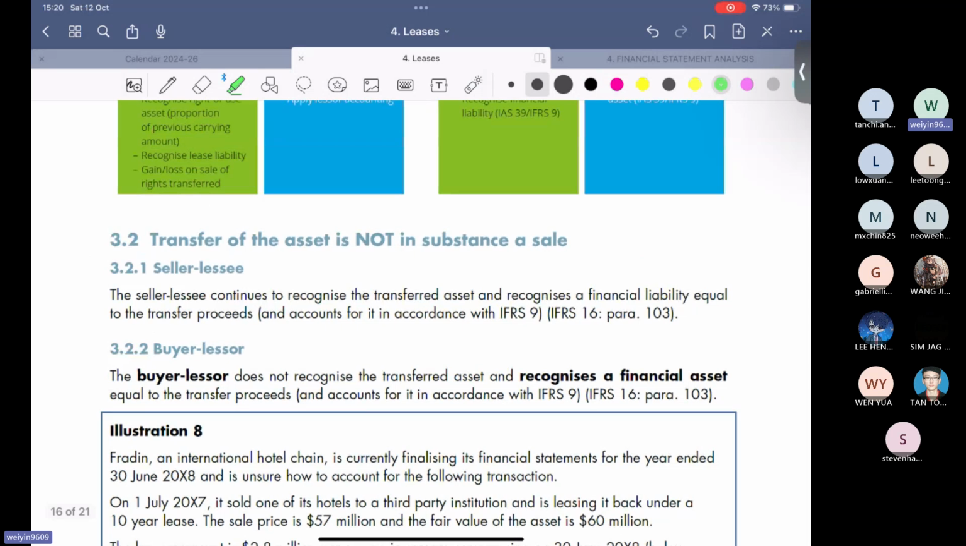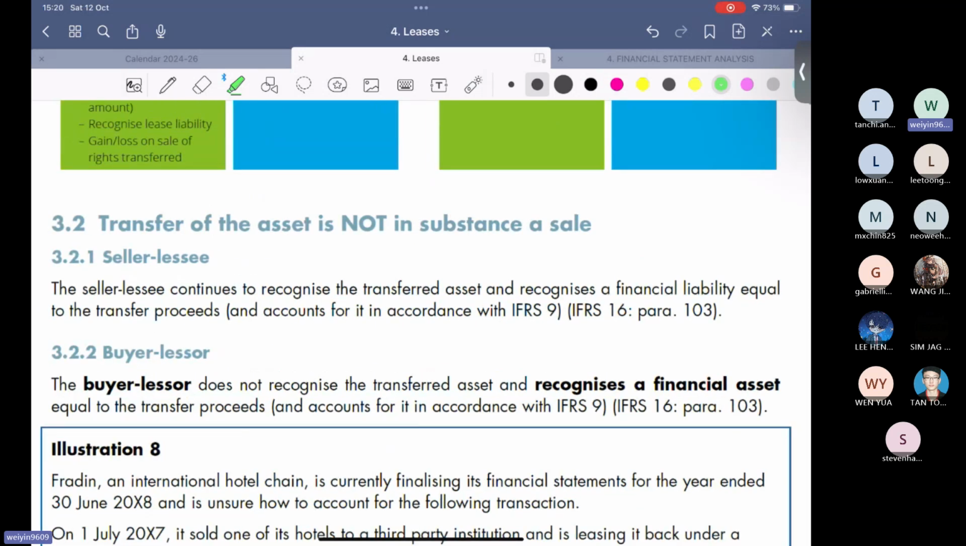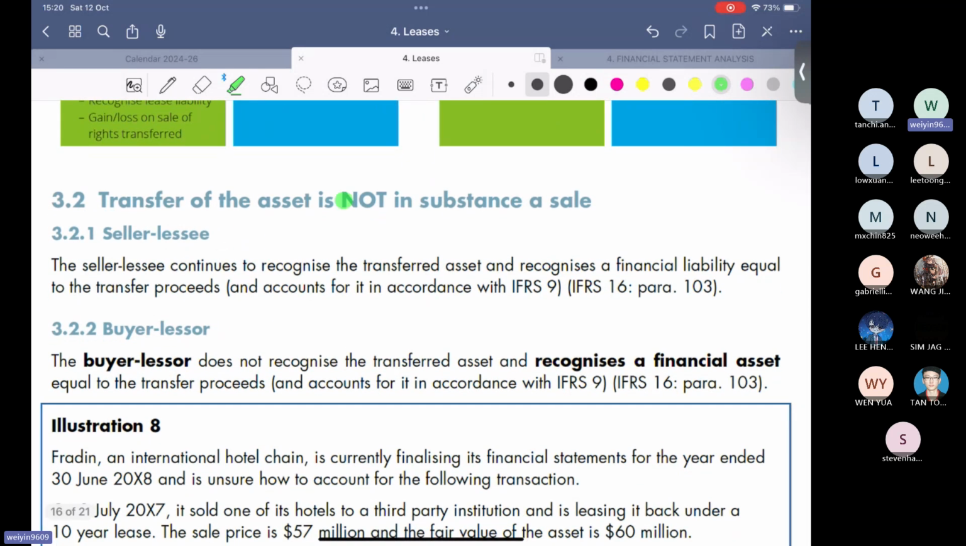Then we go for this one first, then only I go for the diagram. If this is not a sale, that means you cannot fulfill the revenue recognition, then your performance obligations basically are not being performed, right? That means as if I sell to you, basically I didn't sell to you. The risk and reward are still with me. So the seller-lessee will continue to recognize the asset. But the amount that I receive, I will record it as a financial liability.